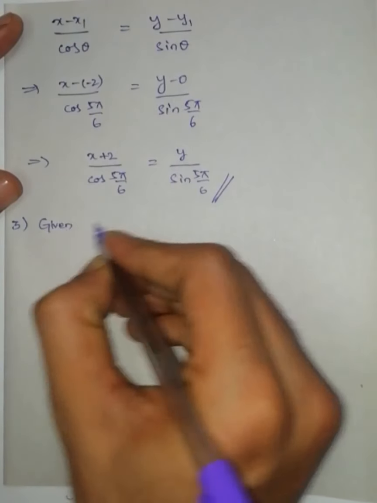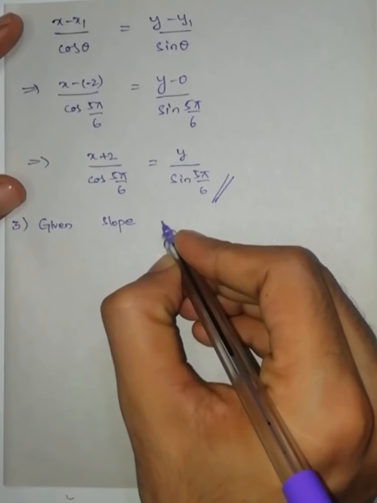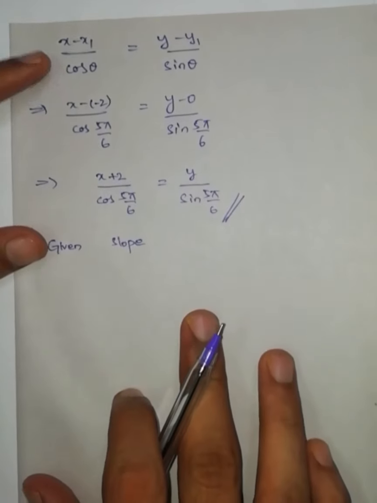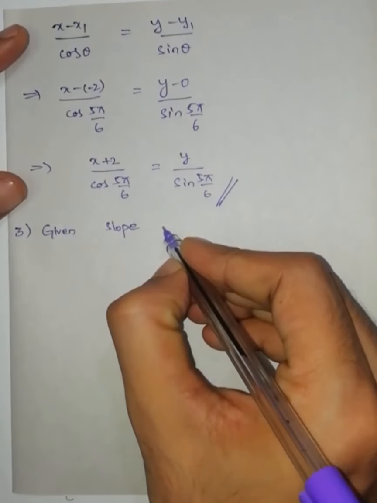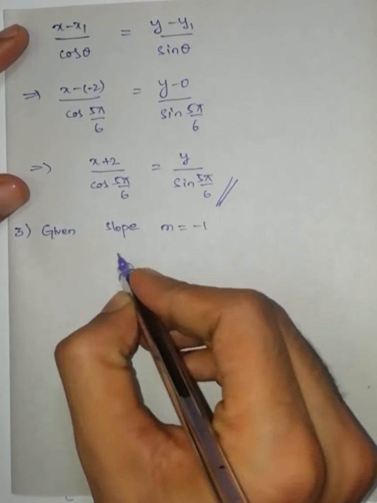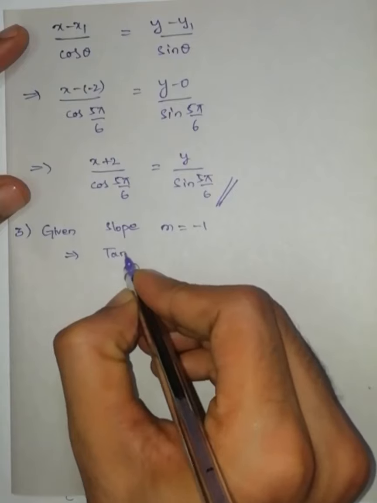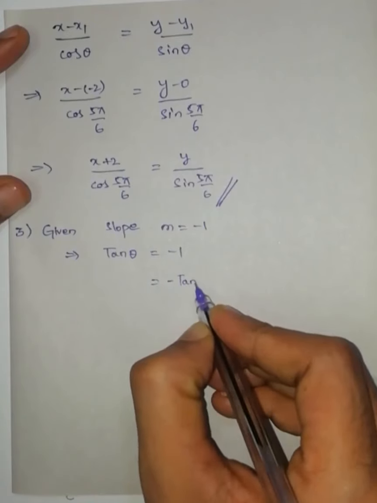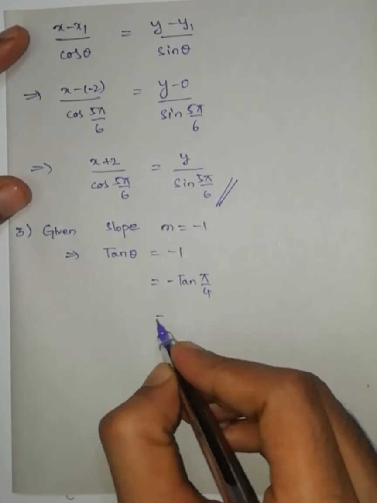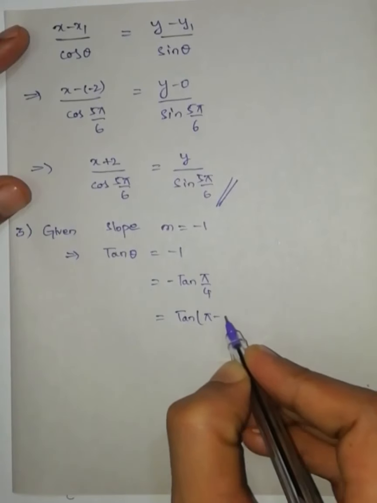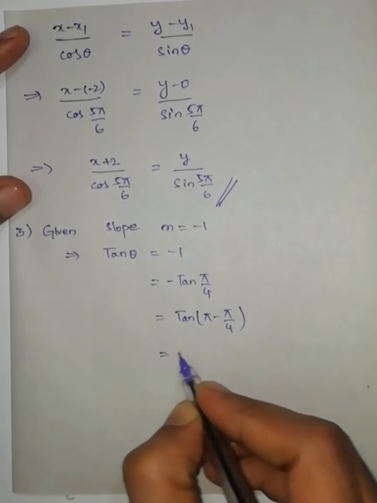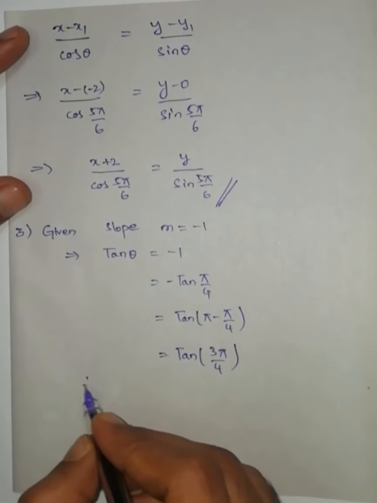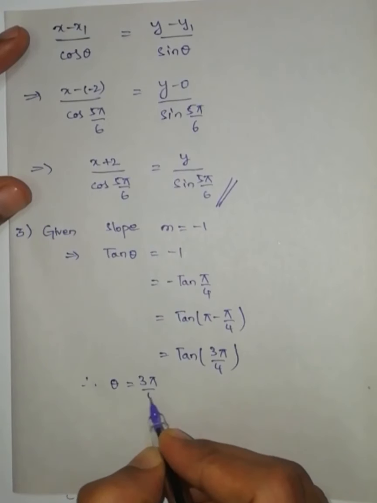Given slope here is -1. Given slope, that is m is equal to -1. This implies tan theta is equal to -1. This one can be written as minus tan pi by 4. Minus tan theta can be written as tan of (pi minus theta), which is equal to tan 3 pi by 4. Therefore, theta is equal to 3 pi by 4.